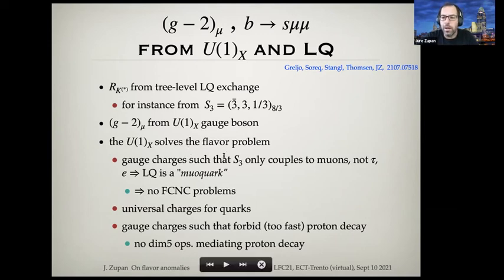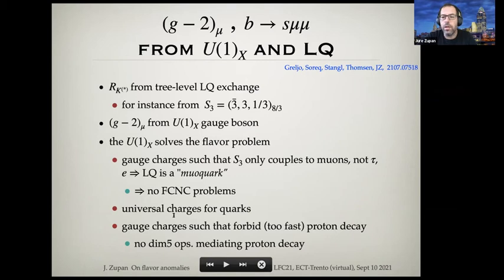The gauge couplings can, first of all, fix the flavor structure so that the leptoquark will only couple to muons. So you can call them MUOQUARKS. There will be no flavor changing neutral current problems.